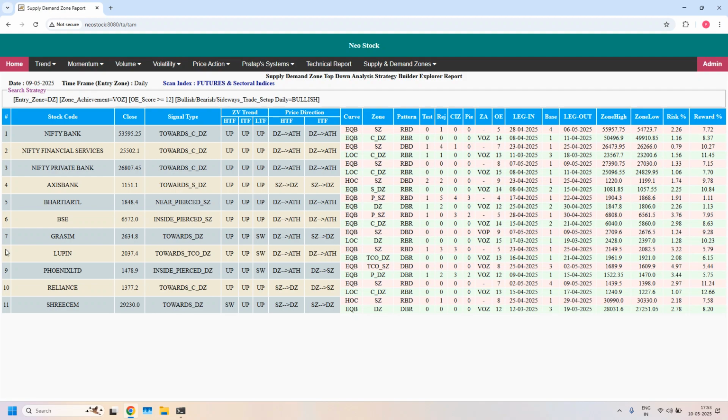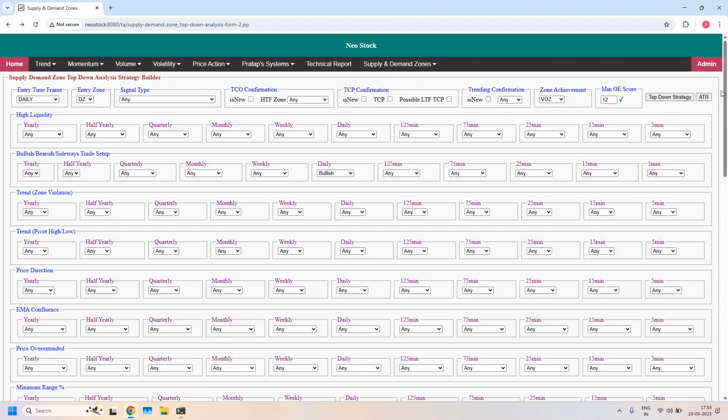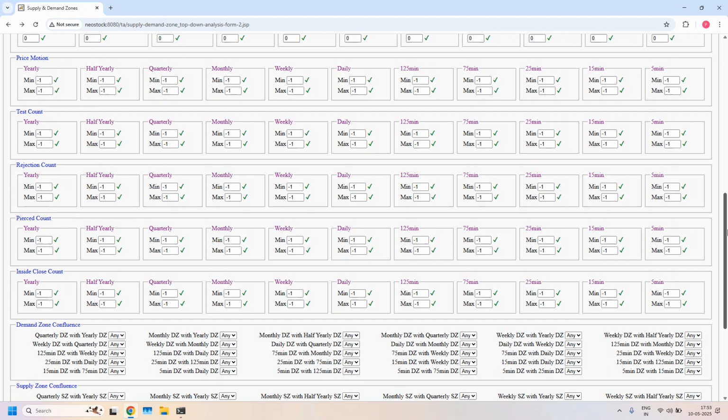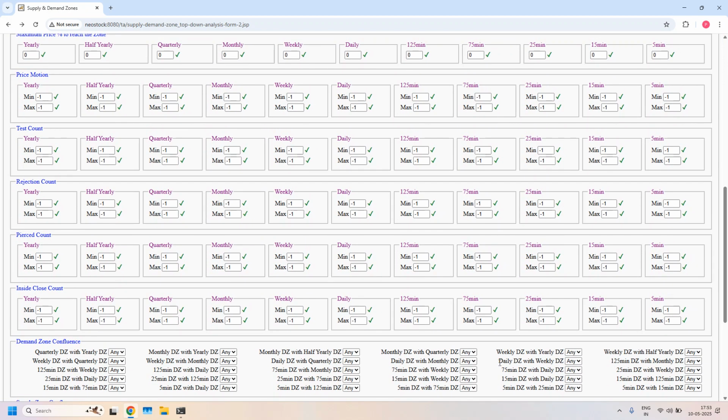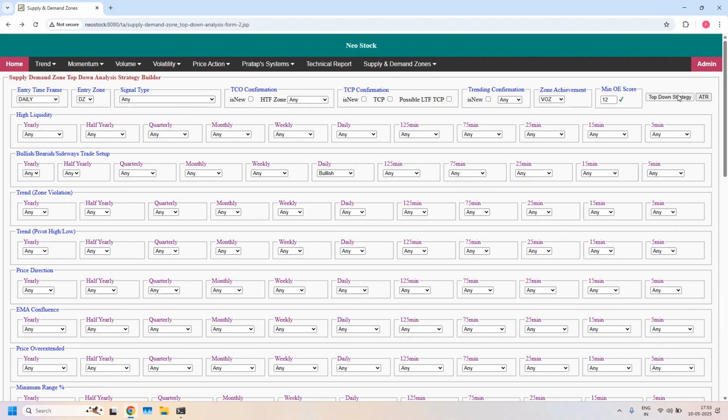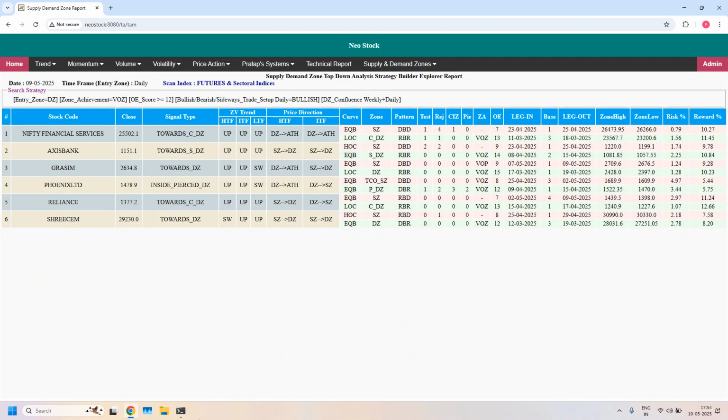Out of these 11 daily demand zones, we need to further filter based on the zone confluence. So let's go back. First filter LTF, ITF demand zone confluence. That is daily and weekly demand zone confluence. Now 6 stocks are filtered out of 11. In these 6 stocks, these daily demand zones are overlapped with weekly demand zone. And weekly trend is uptrend in all the stocks.